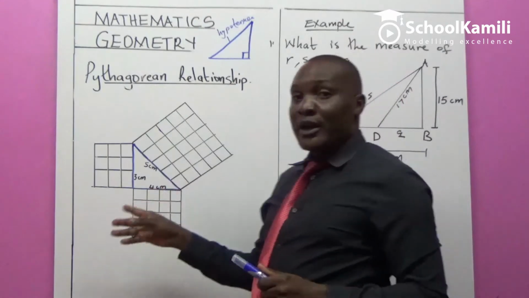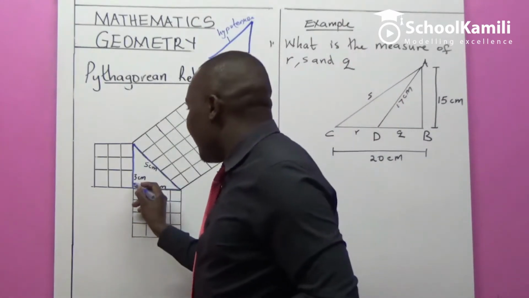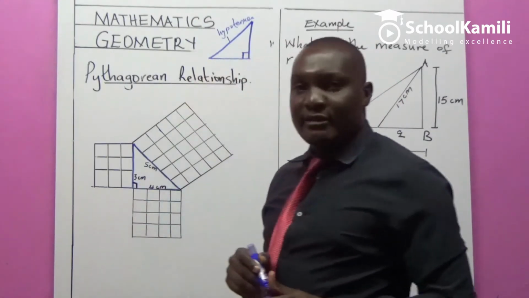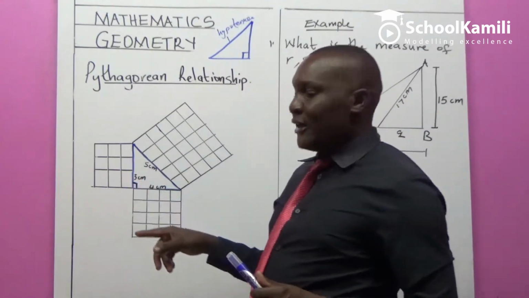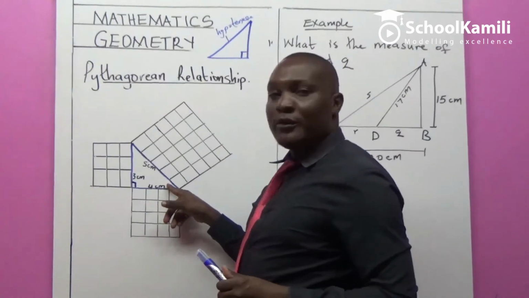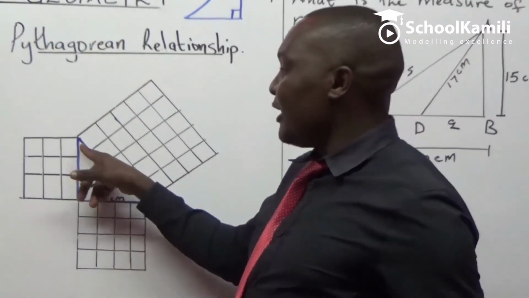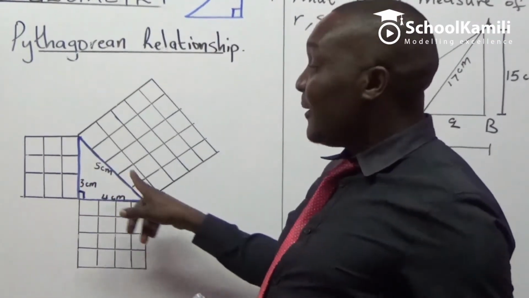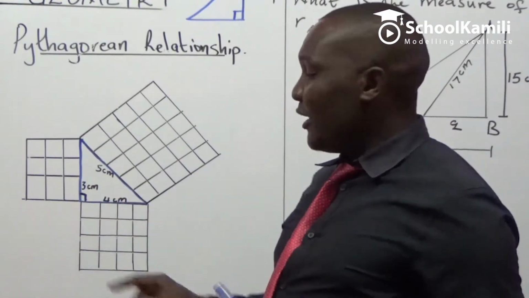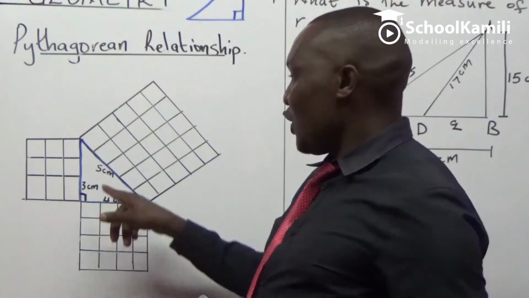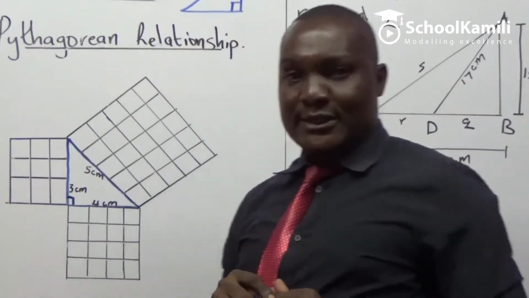Now, in this triangle, the right angle is here. That is the 90 degrees. It has a height of 3 centimeters and a base of 4 centimeters. And the side that is opposite the right angle, the hypotenuse, is 5 centimeters.